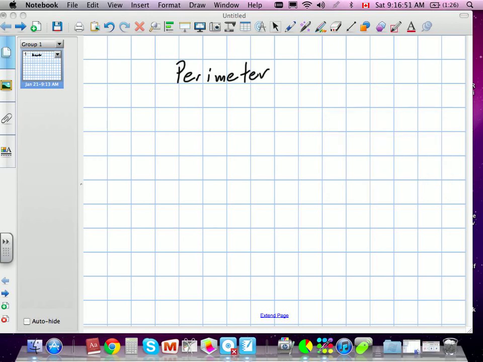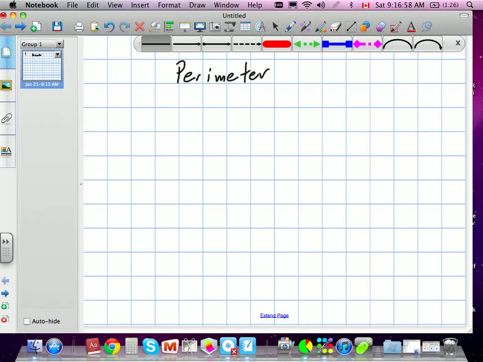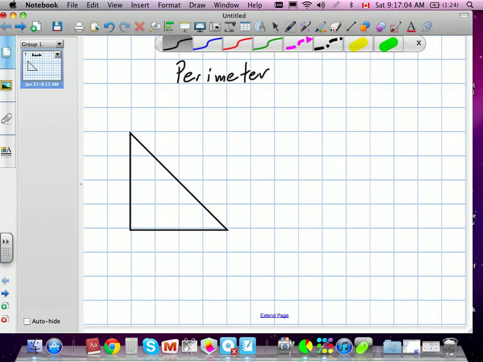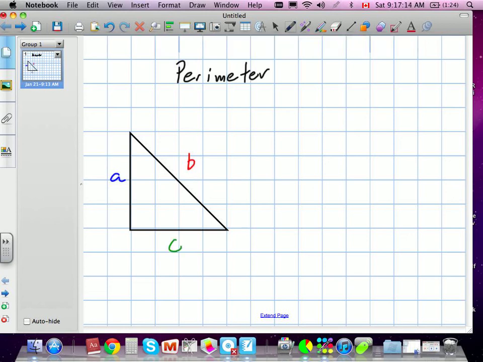Okay, so we're going to go over perimeter. The first one they have in the book there is actually a triangle. So I'm just going to quickly make a triangle here. The way that they show a triangle is they name the sides. They call them side A, B, and C. And they use the letter P to represent perimeter.